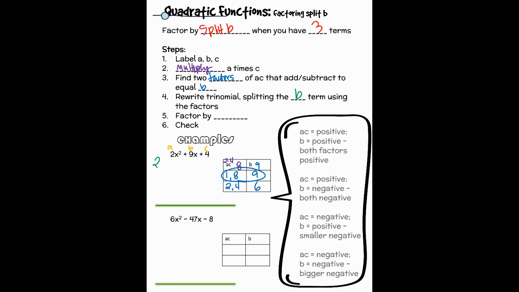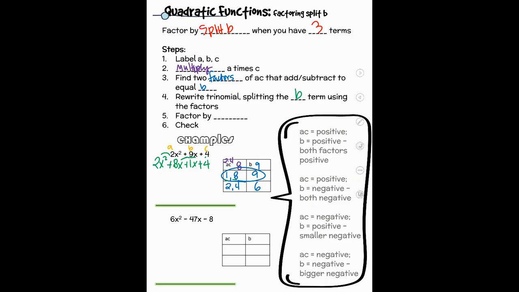Okay. Now we're going to rewrite by splitting the b term using these factors. So we're going to say 2x squared. We're only splitting up this term. We're going to say plus 8x plus 1x, I used these numbers, plus 4. So this stays the same. We split this one up, and then that one stays the same.